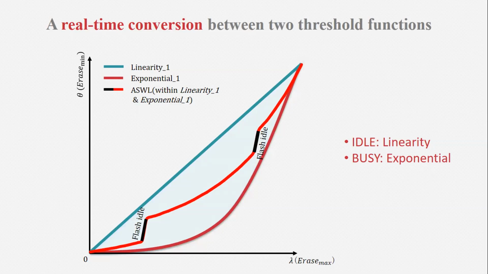And the adaptive switch wear leveling employs the threshold function of linearity 1 in the case of the SSD device becoming idle. And it can adaptively switch the threshold function of wear leveling to the exponential 1 model when SSDs become busy. Consequently, it can complete certain wear leveling operations when SSDs are idle, and it can relieve the pressure of wear leveling in the later lifetime of SSDs.